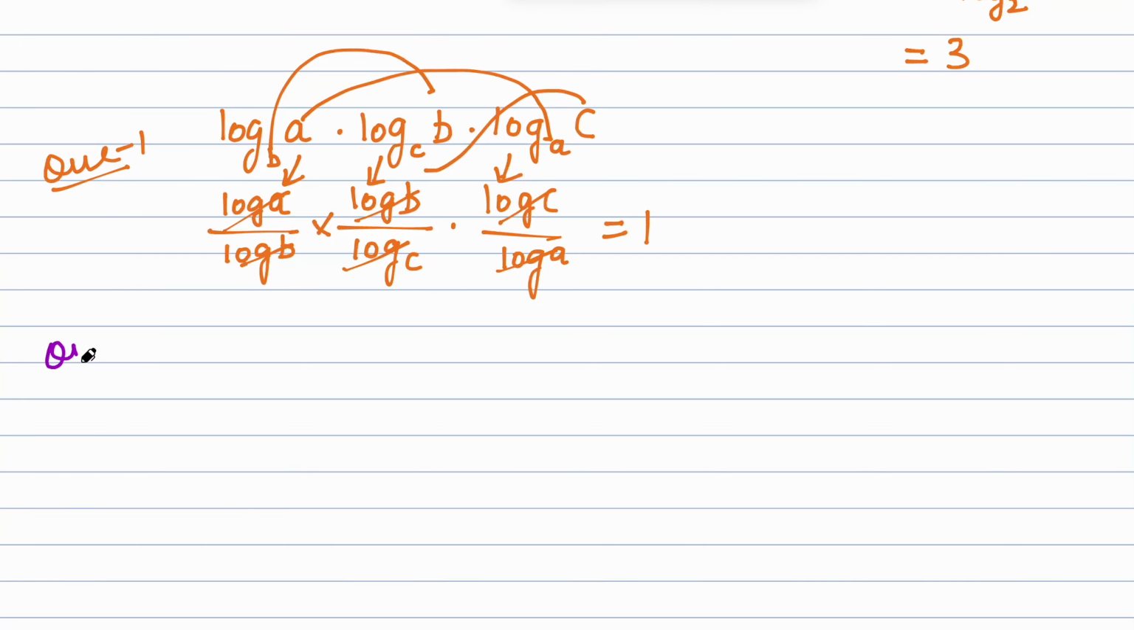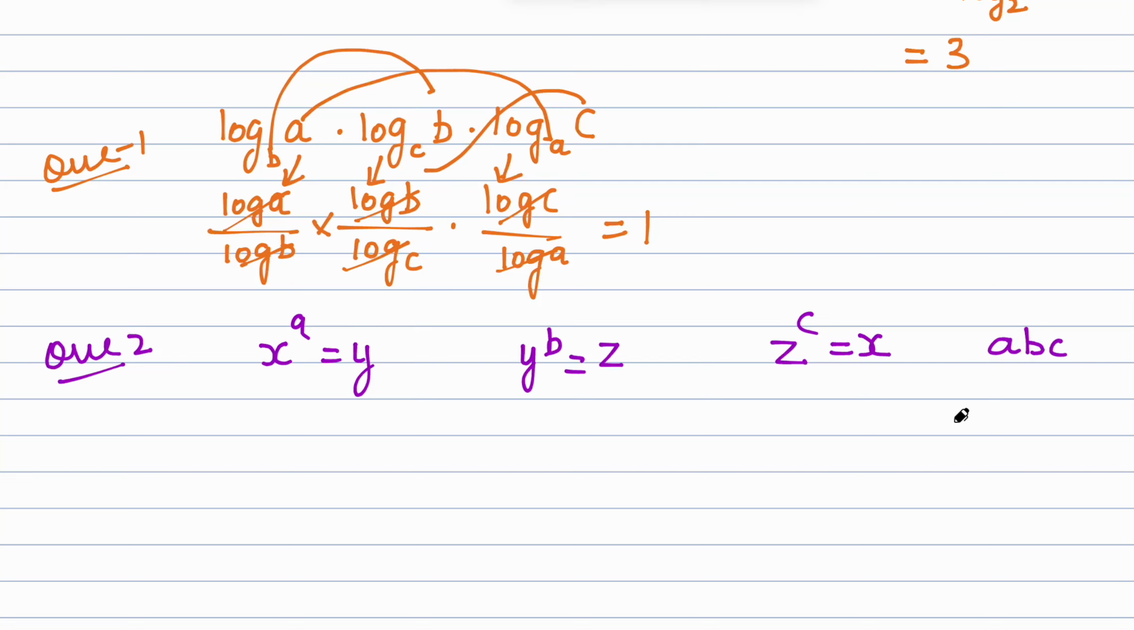Now let's come to the second question. Question 2. Let x to the power a be equal to y. Right? Some value x, some value y, and the power is a. y to the power b is equal to z, and z to the power c is equal to x, and my question is to find the value of abc. Now a, b and c are in the powers, right? So I cannot find the value directly. So what is the best way?